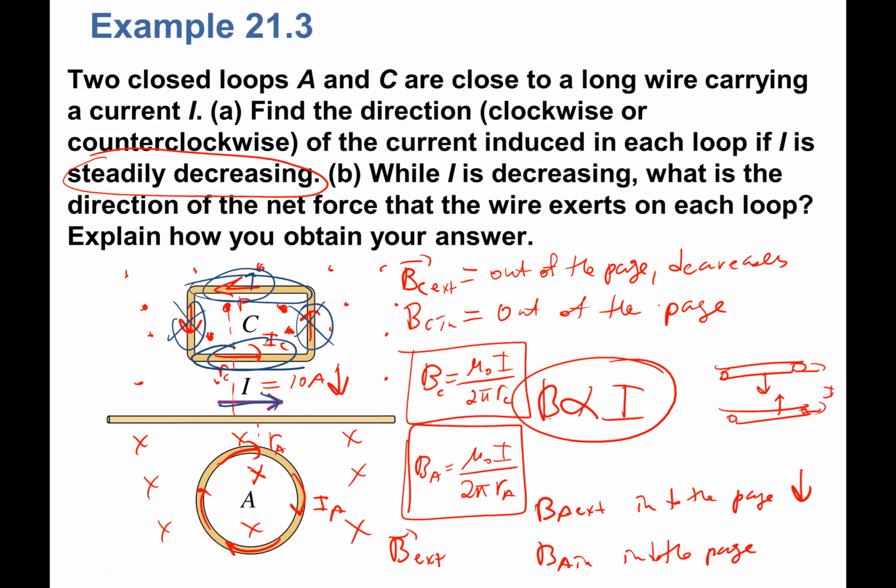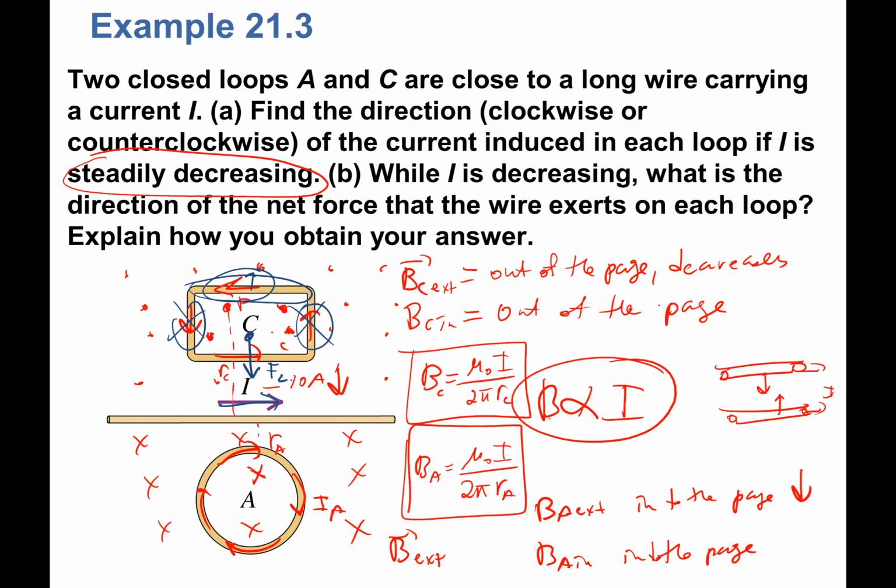But then the bottom part of loop C is pulled toward the wire. Because the bottom part is much closer, overall there's going to be force toward this wire. So let's say the force on C is going to be toward the wire. Okay. Well, how about loop A?